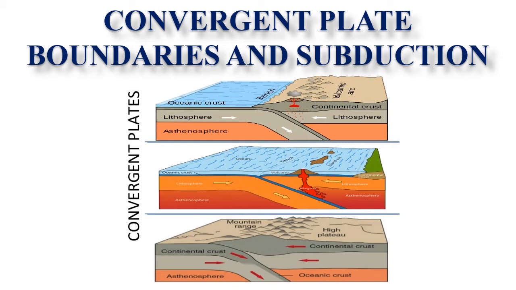New lithosphere is constantly being produced at oceanic ridges, as we have already studied. However, our planet is not growing larger. Its total surface area remains constant. A balance is maintained because older, denser portions of oceanic lithosphere descend into the mantle at a rate equal to seafloor spreading, as we can see in this diagram, where the oceanic lithosphere is going below the mantle.